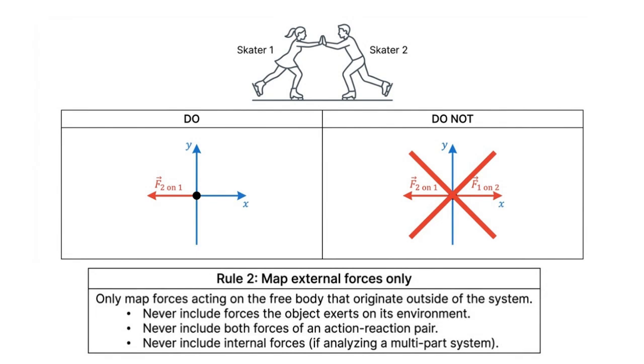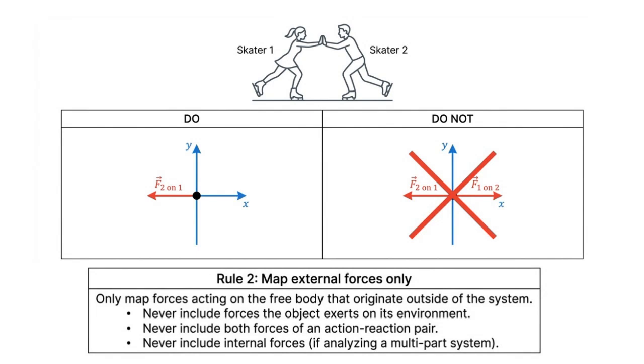Here, we focus on mapping only the external forces acting on each skater. The key point is to include forces that come from outside the system, which means we should never show both forces from an action-reaction pair or internal forces between parts of the system. In the example, the correct way is to show just the force that skater 2 exerts on skater 1, not the force skater 1 exerts back on skater 2, since those two forces act on different bodies and are an action-reaction pair. Including both would be incorrect because it mixes forces acting on different objects.